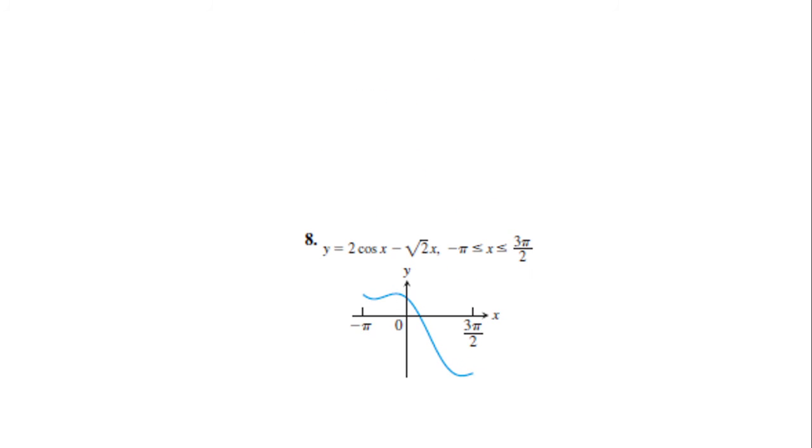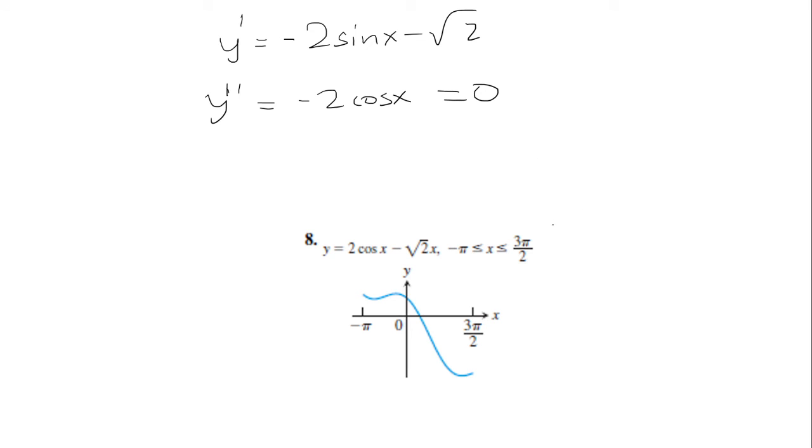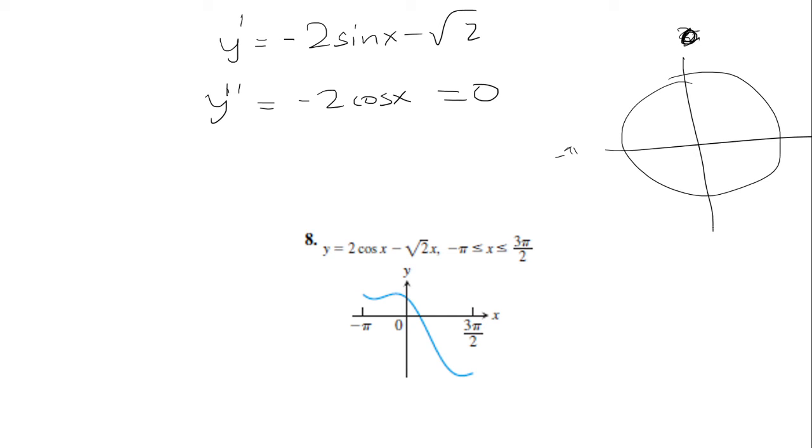Okay, so yeah, this one it's a bit complicated. So let's find the derivative. So that'd just be negative 2 sine x minus root 2. And then the second derivative would just be negative 2 cosine x. Okay. Set that equal to 0. We're looking at negative pi to 3 pi over 2. So if we're looking at the unit circle, negative pi, 3 pi over 2. So when is cosine 0? Well, cosine is 0 only at these 2 points.